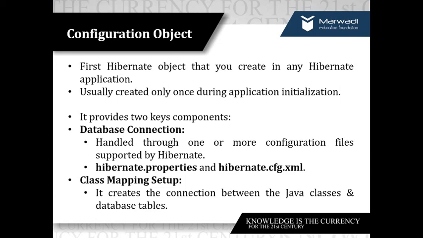So database connection is handled through the configuration files. You can either provide Hibernate properties file, Hibernate.properties, or you can even provide Hibernate.cfg.xml file, that is for configuration. We will see further in the program how these files are designed. And there is class mapping setup, which is nothing but a connection between Java class and database tables. So these two components are provided by the configuration object.